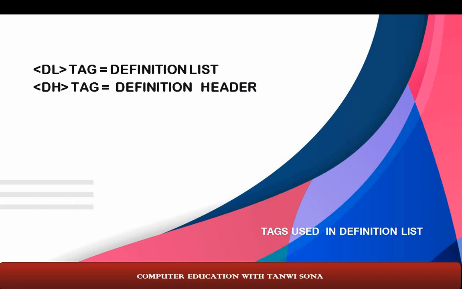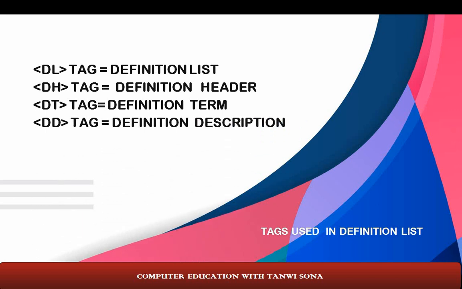Number one is the DL tag or definition list tag, which is used to define a definition list. Number two, DH tag or definition header tag. It is used to define the name of the definition list.